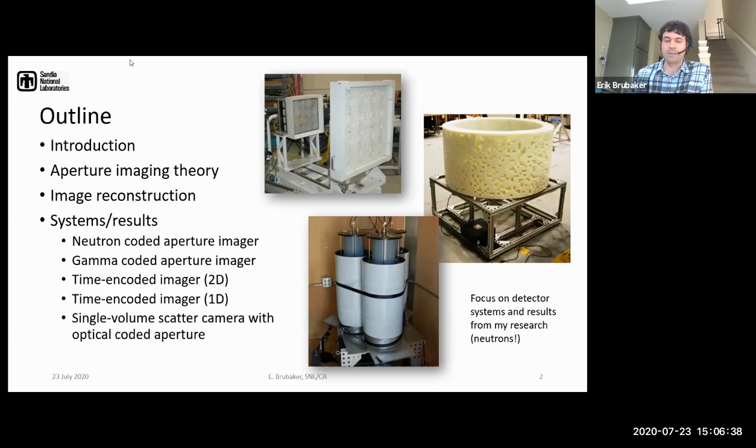The pictures here are some examples of those aperture-based systems. There's a coded aperture imager and a couple of different time-encoded imagers. I'll include a couple of other results, one from a gamma coded aperture imager, just to demonstrate the gamma side of things. Though my personal experience and research has been primarily focused on neutrons, fast neutrons, fission energy neutrons in particular. So that's the roadmap here.